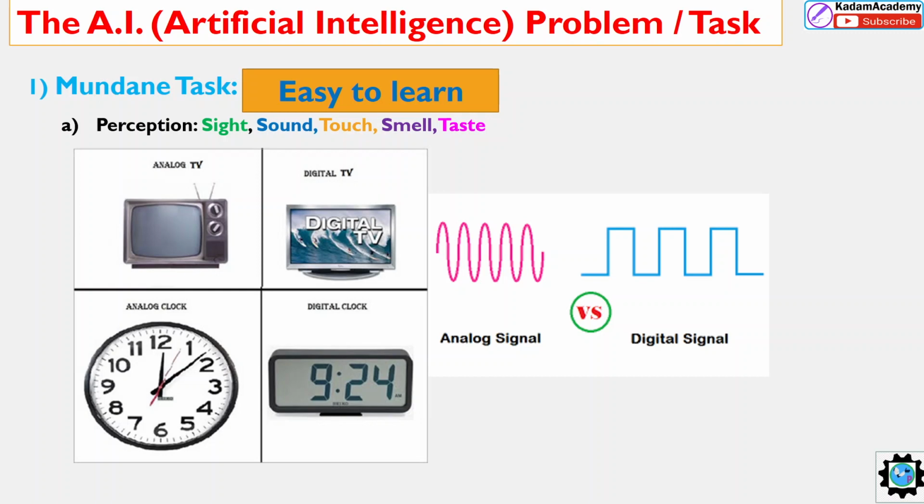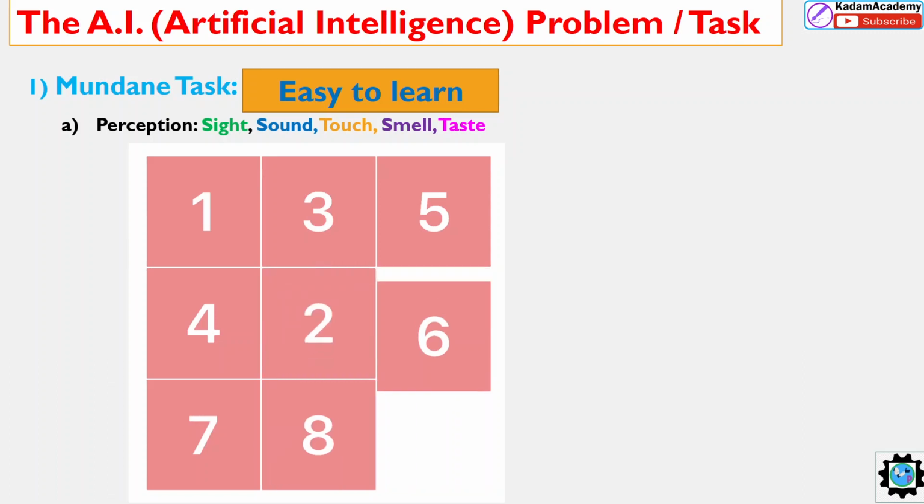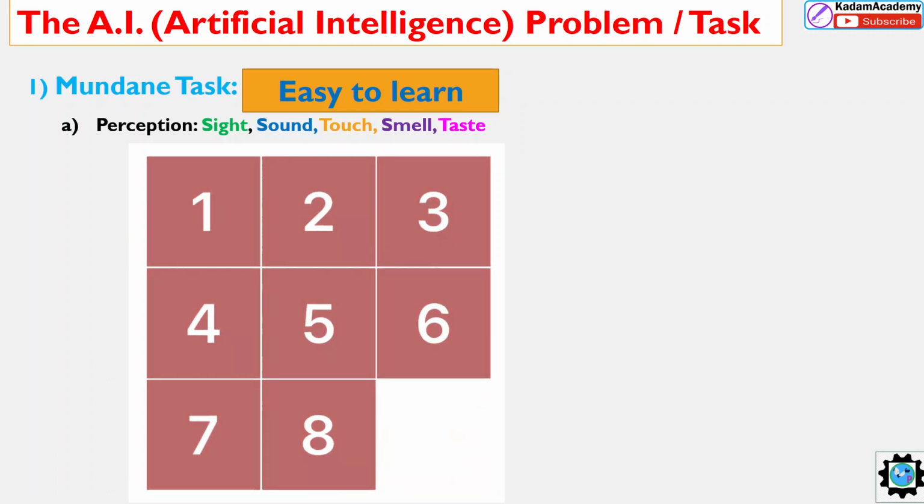You can see this in analog TV or now digital TV, analog clock, digital clock. This is the difference between analog and digital. The signals are typically very noisy, and a large number of signals must be realized or understood at once. The input in the task may be symbolic, for example an 8 puzzle configuration or a typed English sentence.